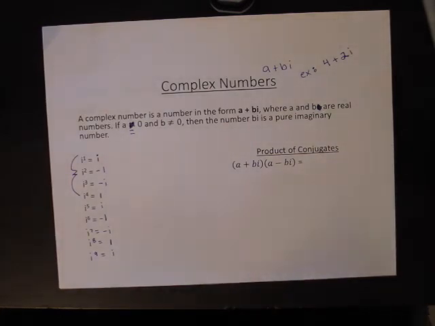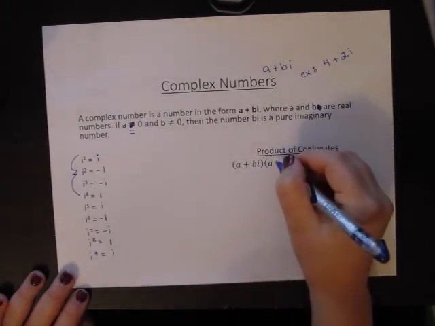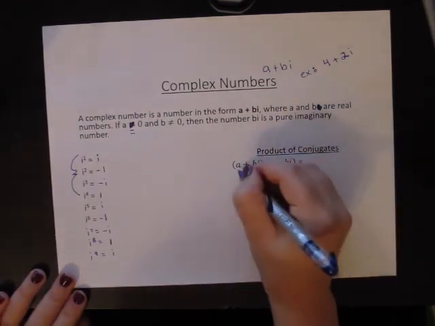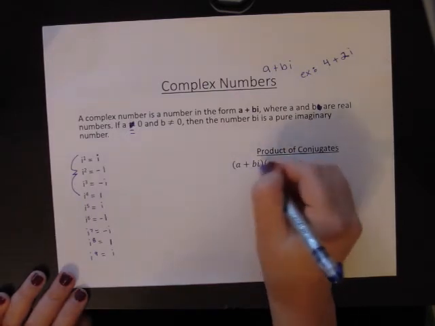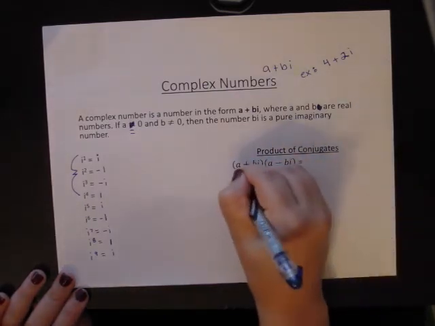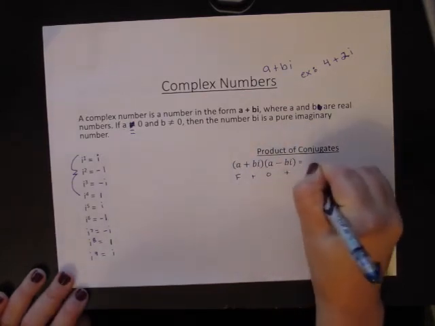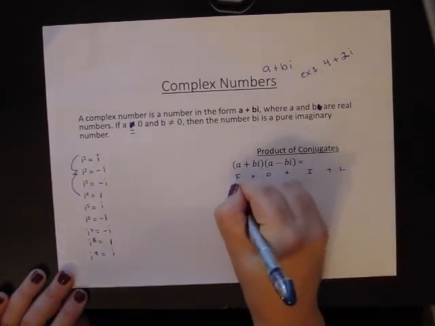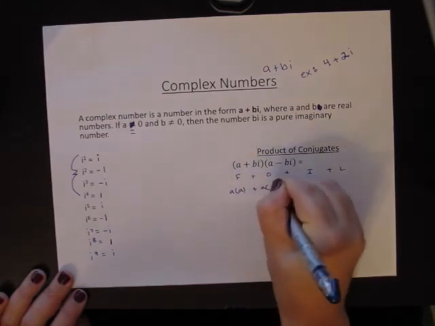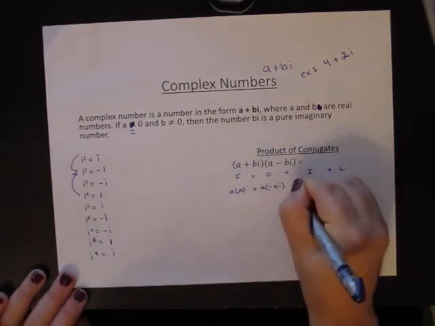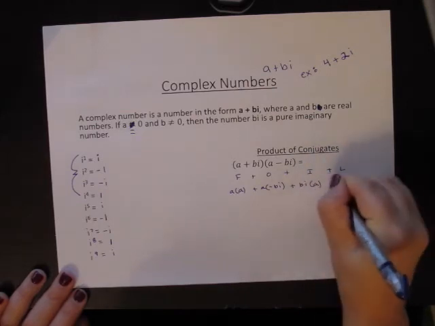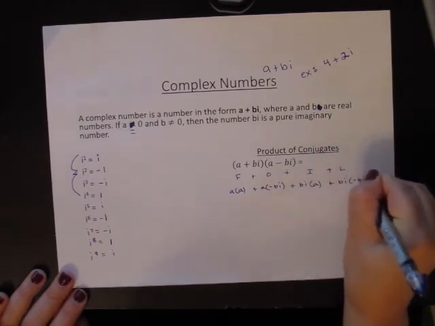Okay, so remember, products of conjugates erases the radical. What it does for complex numbers is it erases the imaginary number. Okay, so if I have a plus bi times a minus bi, remember they're conjugates of each other because the terms are in the exact same spot. You just have opposite signs. So when you have a binomial, you have to FOIL: first plus outer plus inner plus last. So we'd go a times a plus a times negative bi plus bi times a plus bi times negative bi.